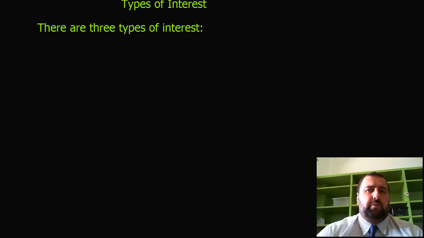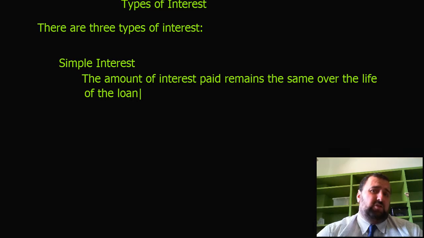Before we start talking about how to actually calculate interest, we need to discuss the fact that there are actually three different types of interest. The first type is called simple interest, where the amount of interest that's paid remains the same for the life of the loan. In other words, you might get charged $100 per month interest, and it doesn't matter whether you owe $1 or $100,000, every month you'll pay or get paid that $100 exactly.